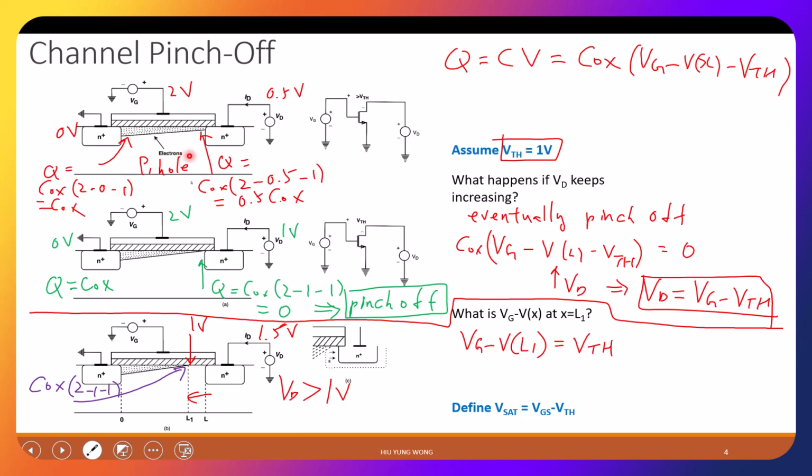And what we mean by pinch off is that when you increase the VD, the electron here becomes less and less. Eventually, you don't have mobile electron, but you have depletion charge, which is immobile. So this pinch off is just like you have a water hose. Now I squeeze it, I pinch it, so that you don't have water in that region. Something like that, the idea.